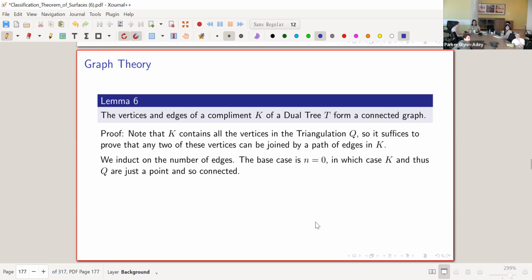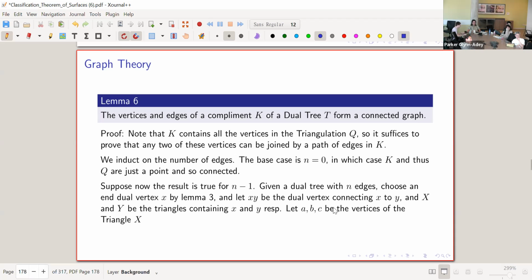So let's induct on the number of edges. Let's say n equals 0. Well, then K is just a point, right? So there's the point, and so it's connected. Now let's suppose the result is true for n minus 1.